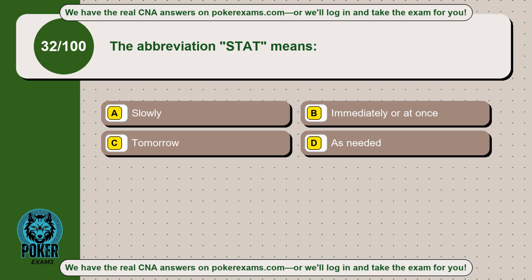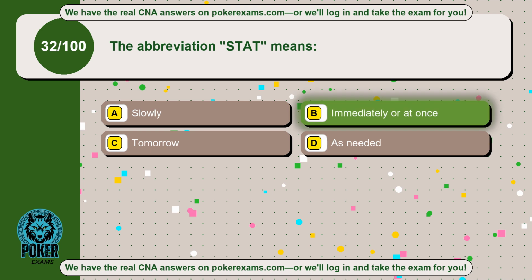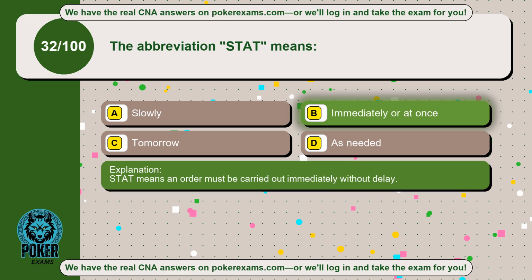Question 32. The abbreviation STAT means: Option A, slowly. Option B, immediately or at once. Option C, tomorrow. Option D, as needed. The correct answer is option B, immediately or at once. STAT means an order must be carried out immediately without delay.